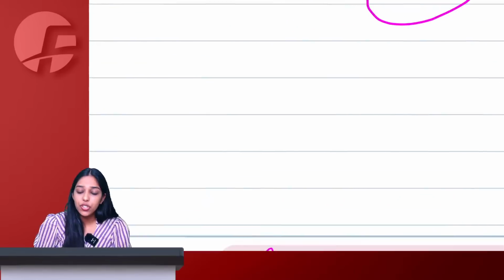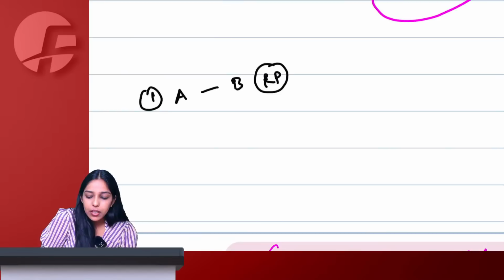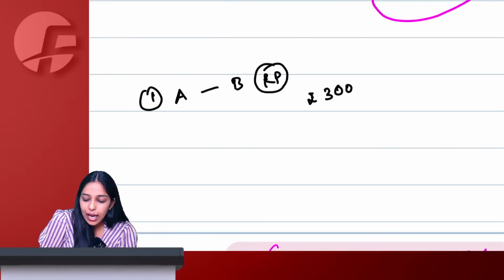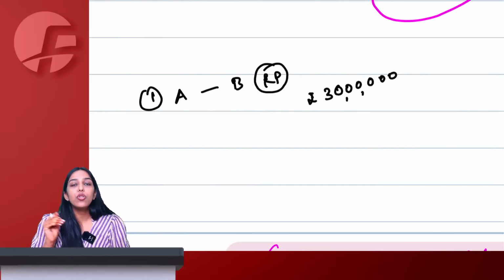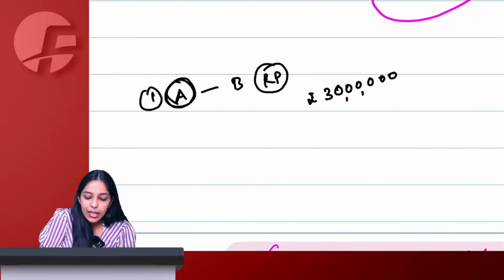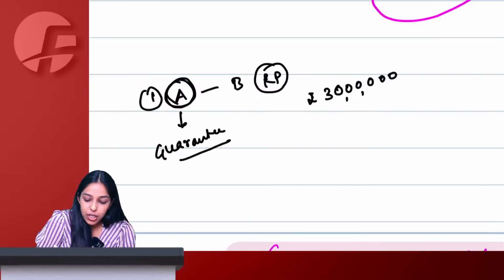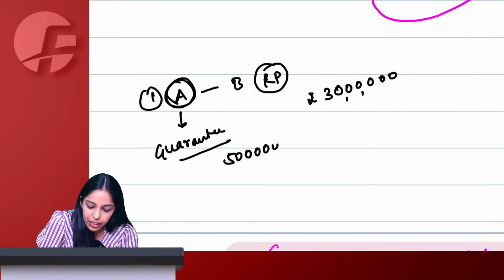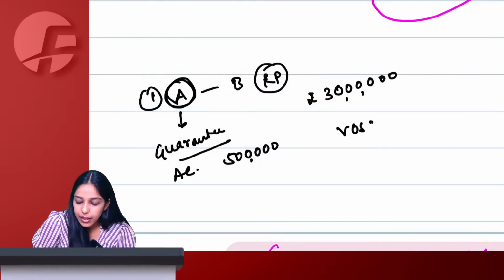I will ask you a question. Let us say company A and company B are related persons. A loan of 30 lakh is taken. Now to get this loan, company A gave a guarantee. To give the guarantee, company A actually charged 5 lakh rupees. Now tell me what is the value of supply here?